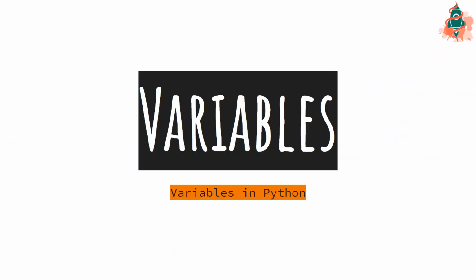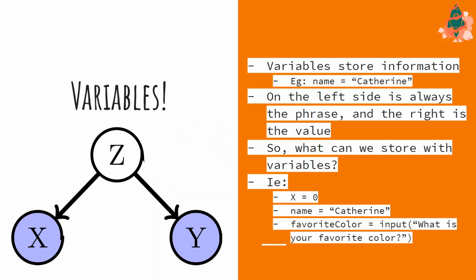So, variables. Variables are super important and very helpful in Python and all other programming languages as well. We always need to use any information we have multiple times. In order to store any type of data, we need to use a variable. Now, do we all remember what a variable is? Variables store information, such as name equals Catherine. On the left side will always be the name, and the right will be the value, such as Catherine.